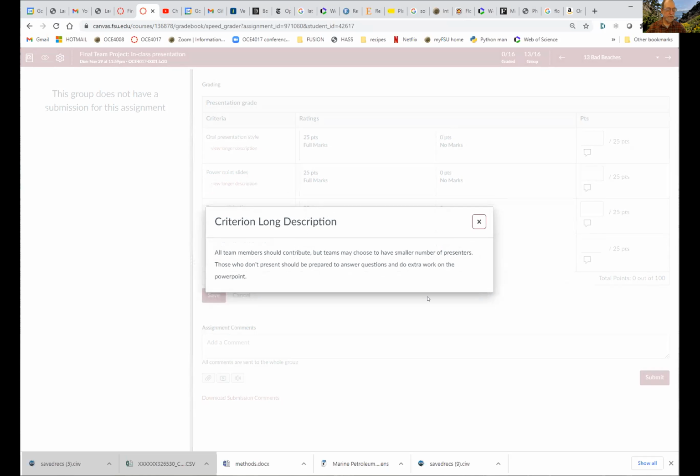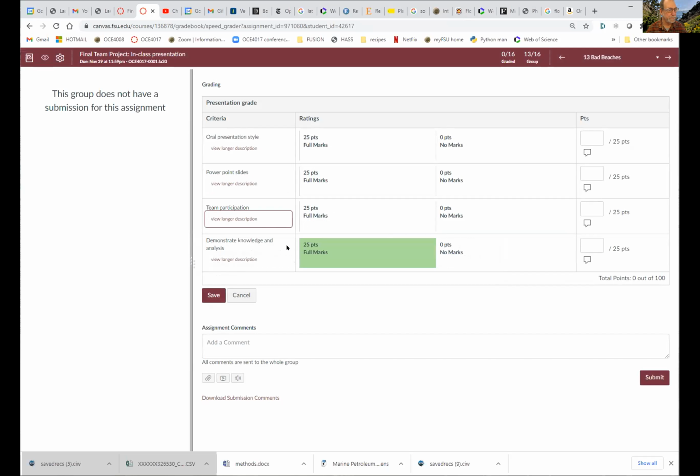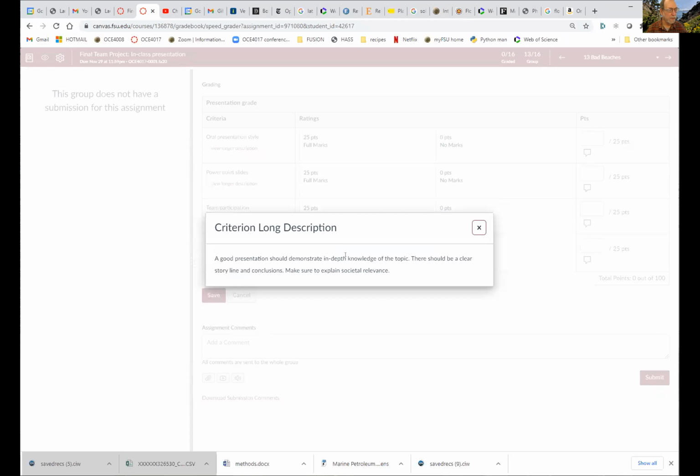For team participation, it's advisable if all members participate, but some people may not be able to, so you can have a smaller number presenting than you have team members. But those who don't participate should be prepared to answer questions and should have made more of a contribution to organizing the PowerPoint and other aspects of the team assignment. A good presentation should demonstrate in-depth knowledge of the topic. There should be a clear storyline and conclusions, and make sure to explain the societal relevance.